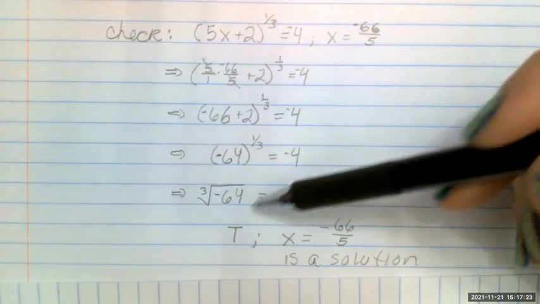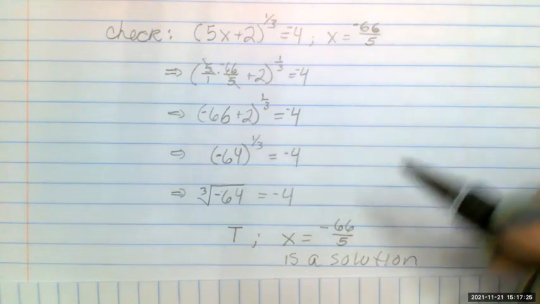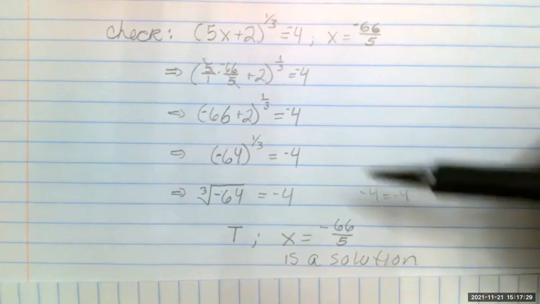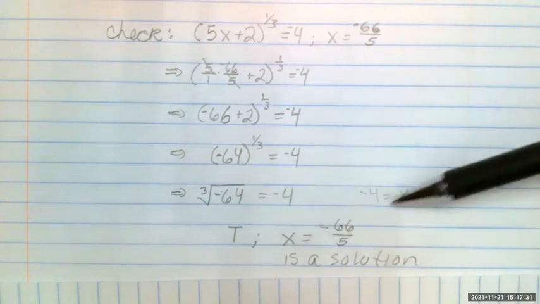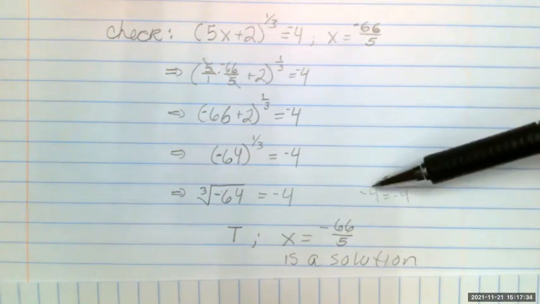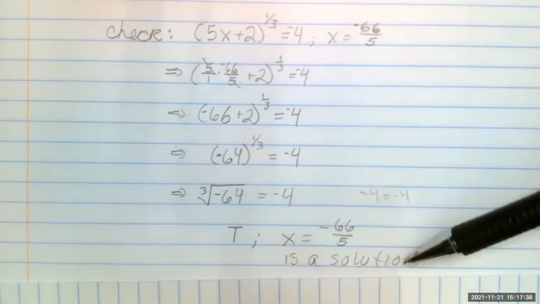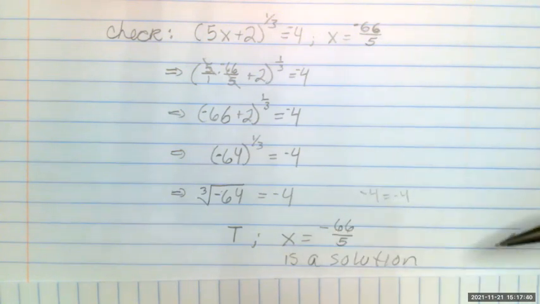This is a true statement. If you want me to work it out, it just means negative 4 equals negative 4. Since this is a true statement, I get the same thing on both sides. When I check, then our answer is right, and our answer is a solution to this problem.